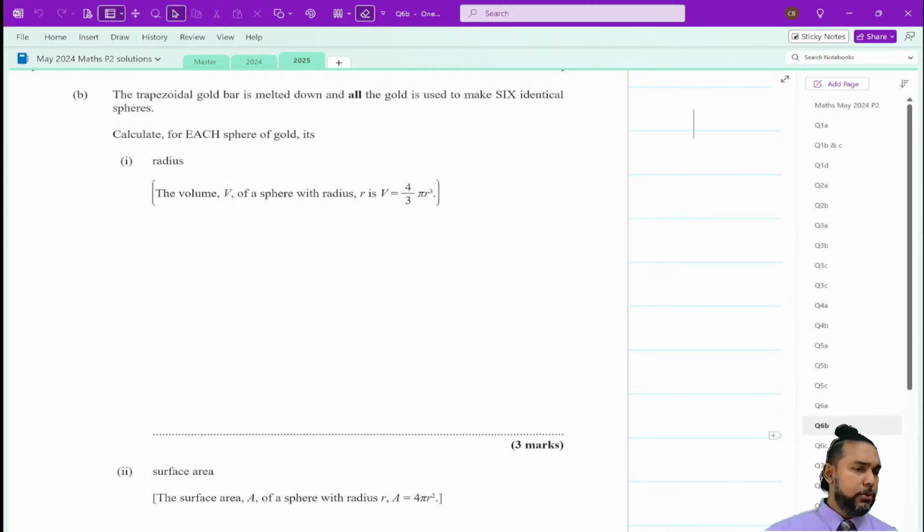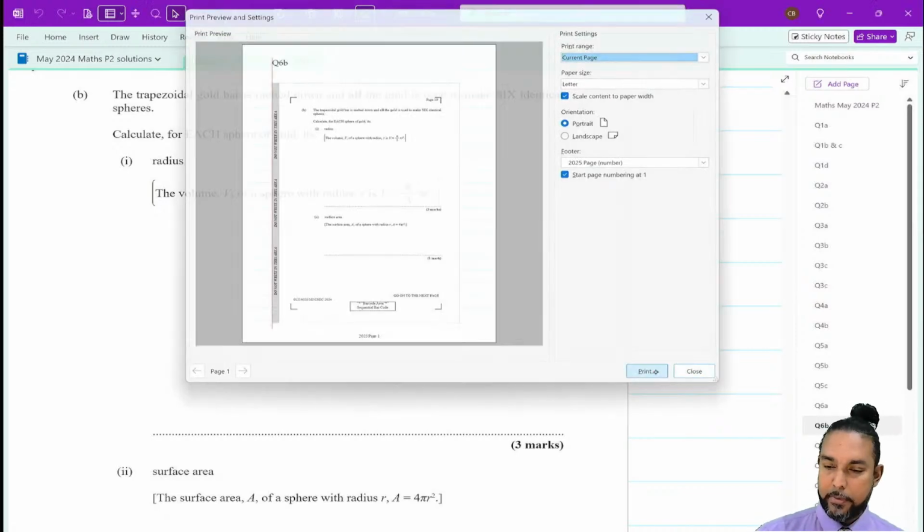Okay, so we are continuing with the May 2024 paper. I just want to do part B now. Give me 1 second. Let me print this out for a couple of guys in class here.